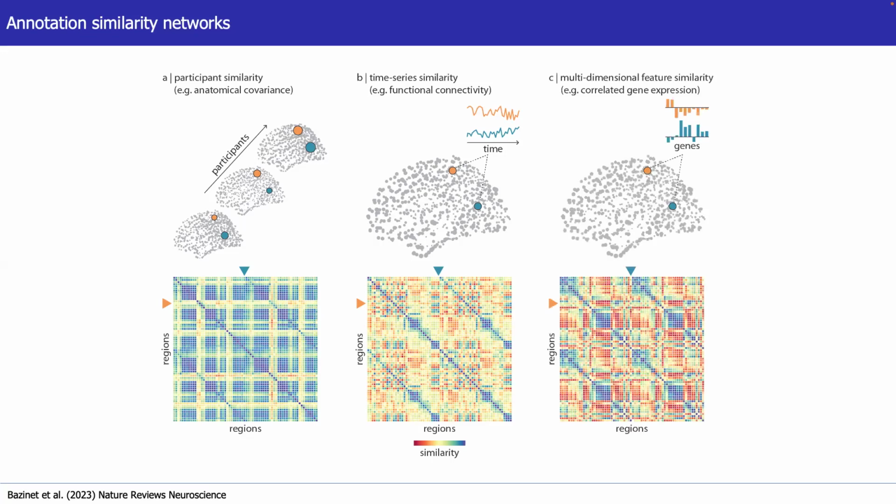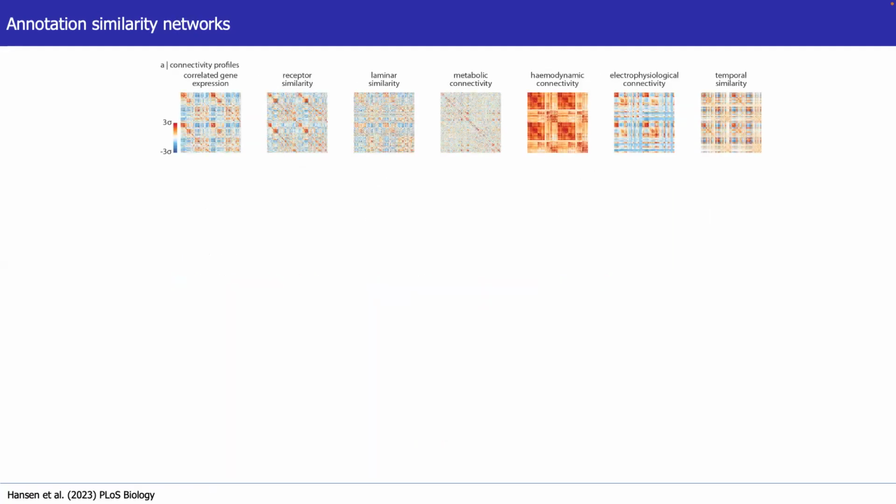But what you can also do is, if you have two brain areas and you have a vector of annotations, you can correlate those as well, and you can get a network of how similar pairs of areas are according to multiple biological features. And so what we recently did was to use all these data sets that we had to construct different types of biological interregional similarity networks. So correlated gene expression, how similar are your receptor profiles, how similar are your laminar distribution profiles, how similar is your dynamic PET metabolic activity.